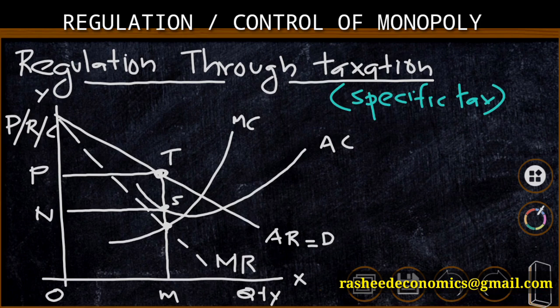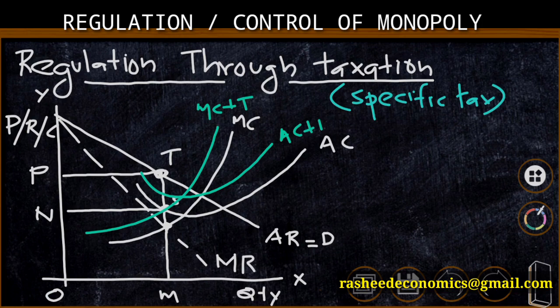At this stage, the government is going to impose a specific tax. When a specific tax is imposed, the marginal cost curve will initially shift upwards. This is the MC plus tax curve. Automatically the equilibrium point, equilibrium price, etc. will be changed. That will be plotted later. Now we are going to plot the new average cost curve after the imposition of tax, that is average cost plus tax. This is the new average cost curve.